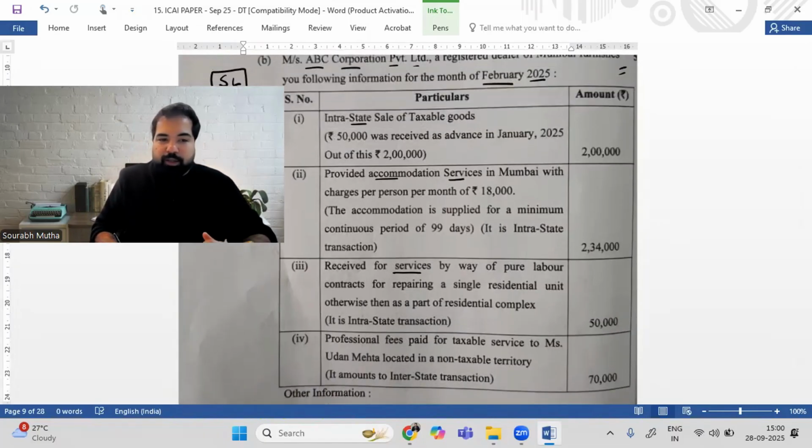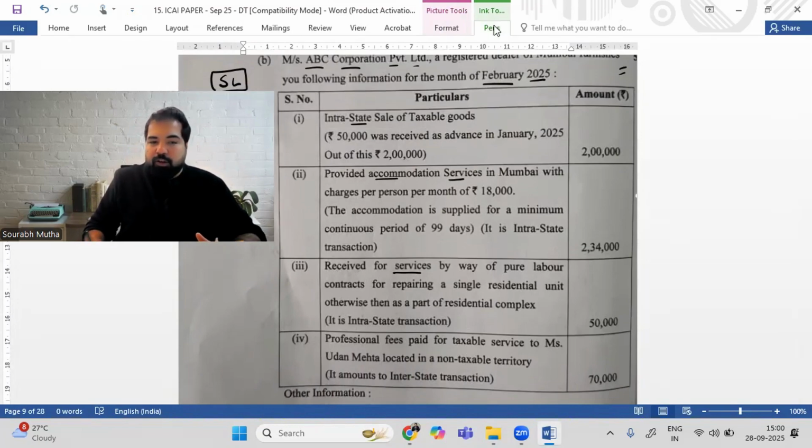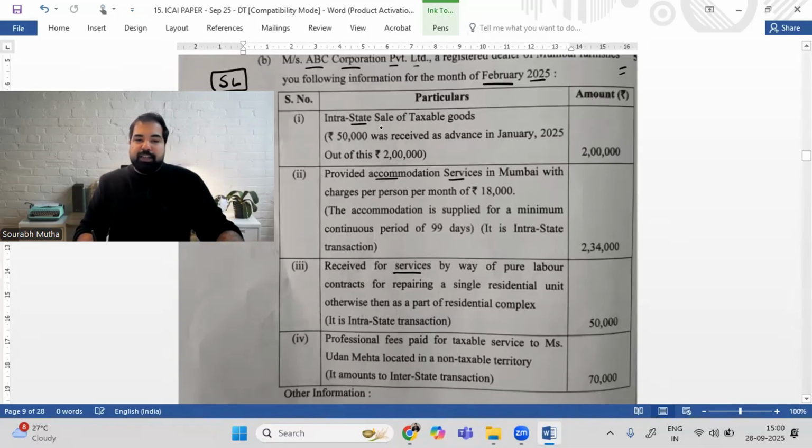Let's see the first one. I'm putting in 3 columns here. One is IGST for interstate, and one is CGST and SGST here. Interstate sale of taxable goods, the amount is 2 lakh rupees, but 50,000 was received in advance in January 2025. As you know, guys, in case of goods, there's a section called section 12, and in that 12(2), they've said that in case of goods, if you receive any advance payment, only for goods, not for services, that amount will not be subject to GST in that month. It will be subject to GST later. So even though this advance was received in January, this supply would happen in the month of February. So GST liability will happen in the month of February.